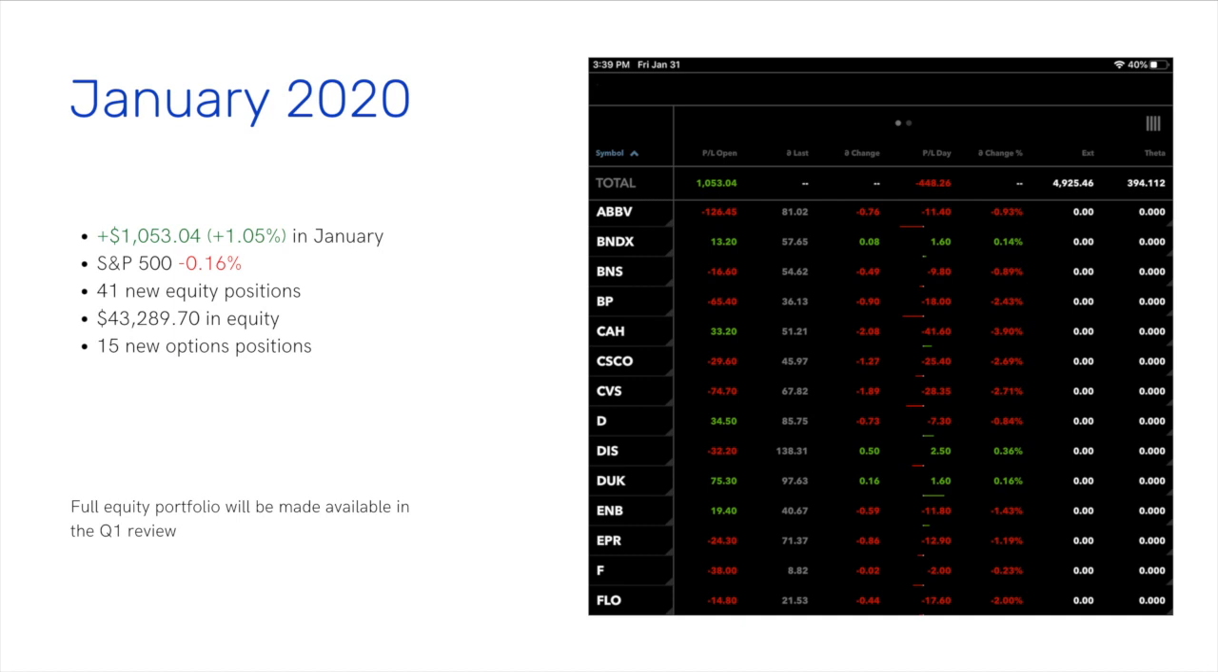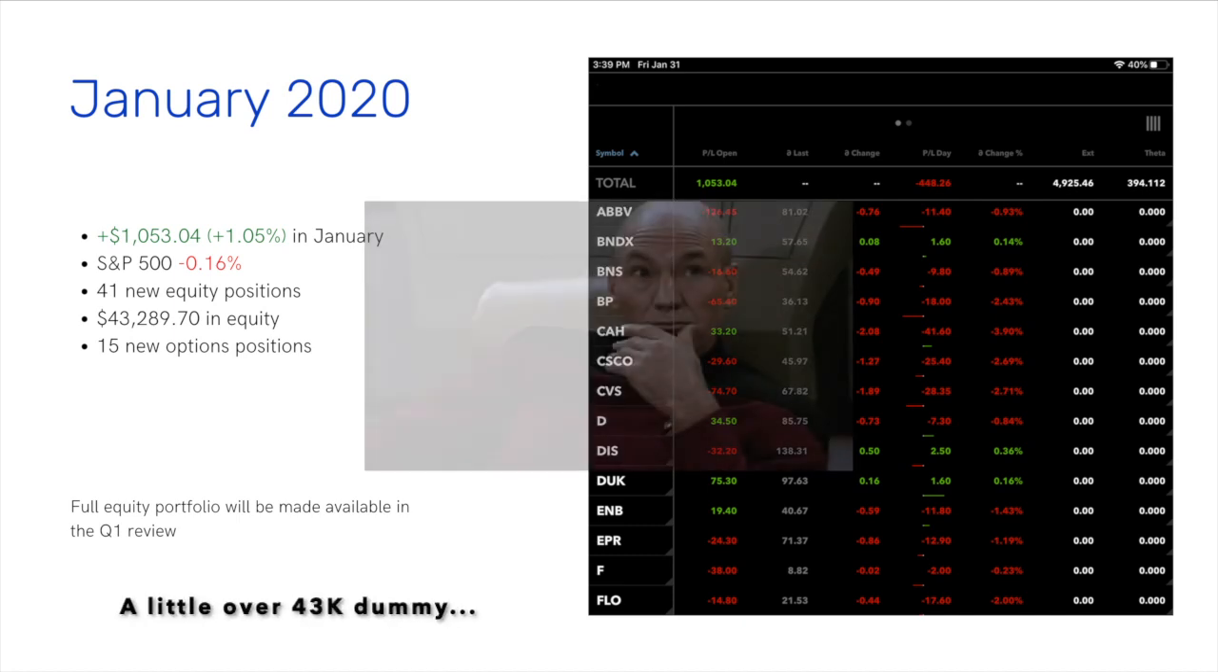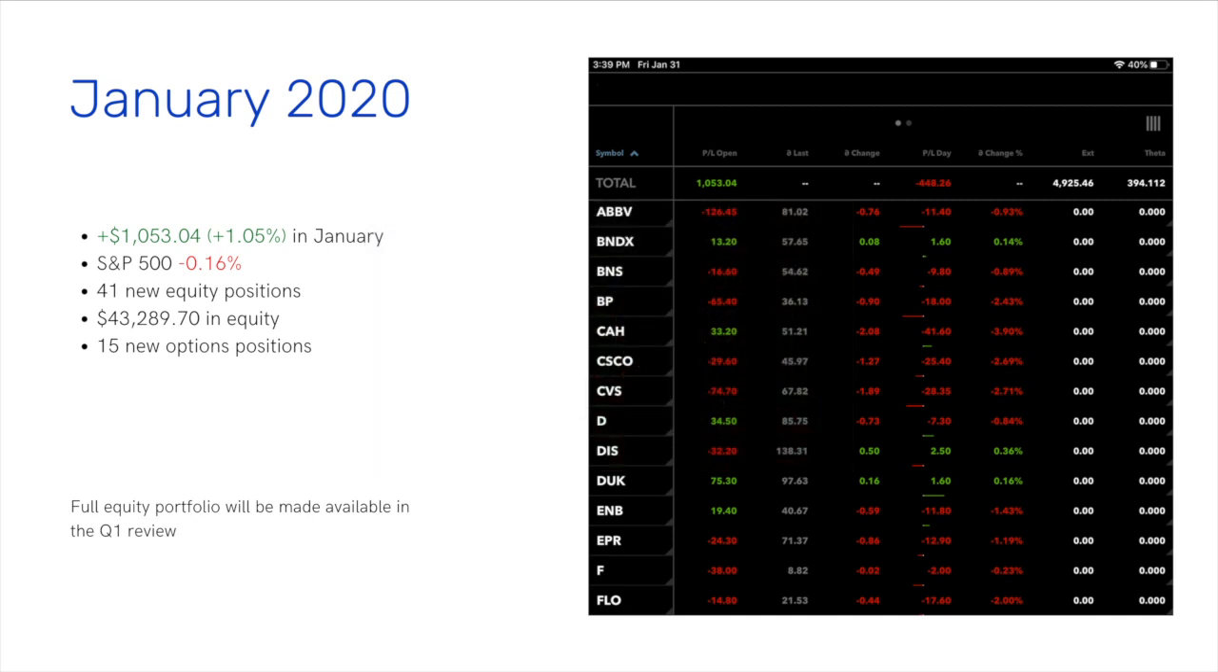We established and carried over 41 different equity positions while employing a little bit under $42,000 of capital. I like to keep about 40 to 50% of the portfolio in cash to account for option margin, and the majority of the remaining capital is used to establish equity that pays out cash in the form of dividends, which gives us another form of cash flow.